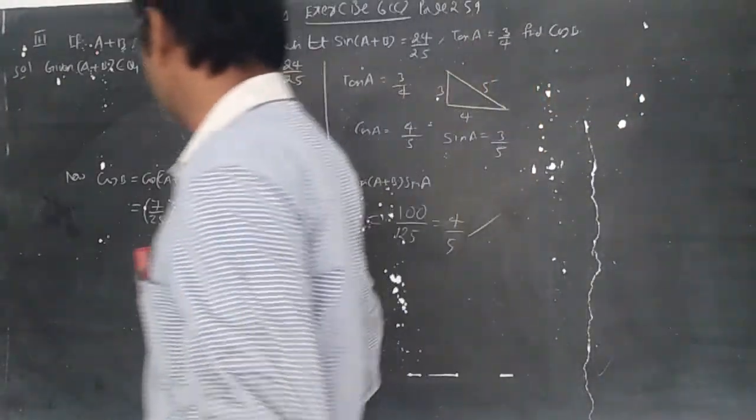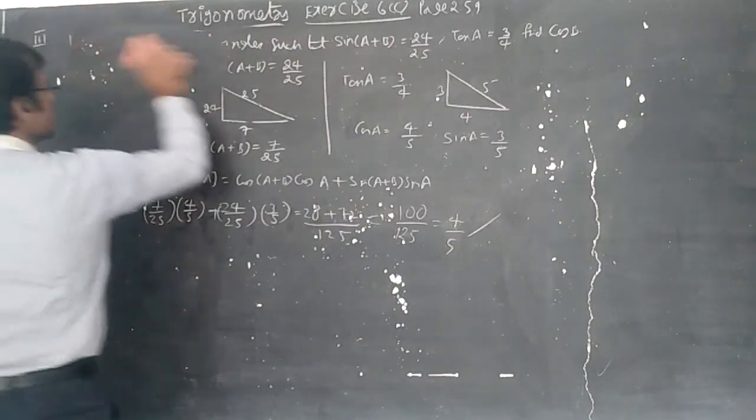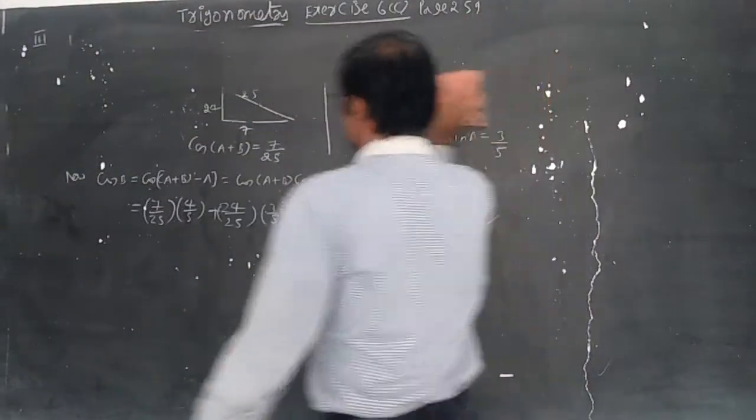Now, next question. Fourth question. In Roman number 3, general number 1, fourth question.